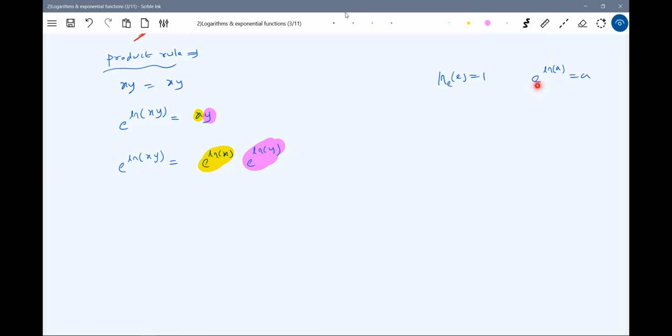Because e to the power of log a will be equal to a, therefore x I can write as e to the power of log x. So e and log will cancel out, and I'll get back the x here. Similarly, e and log will get cancelled, I'll get back that y. And then this e to the power of a into e to the power of b can be written as e to the power of log x plus log y.